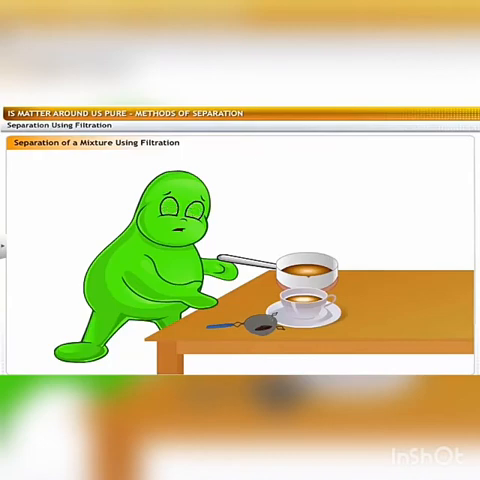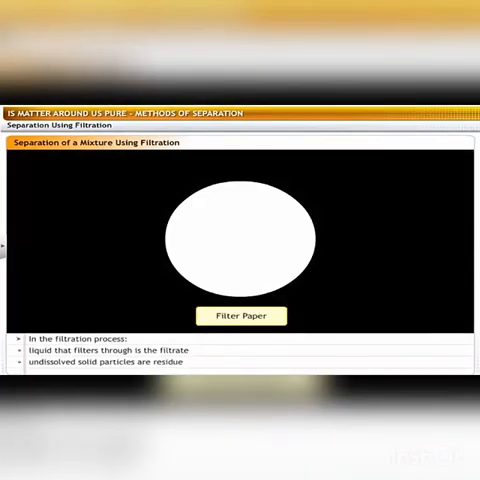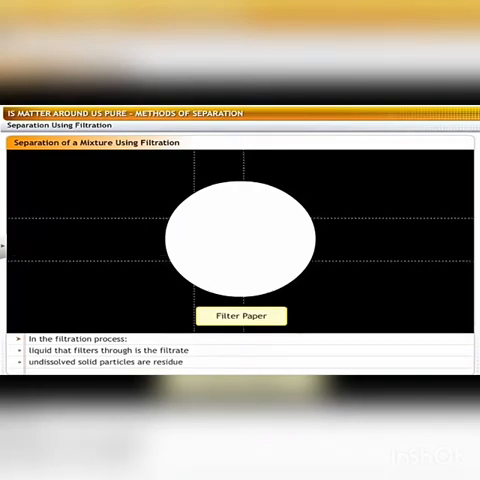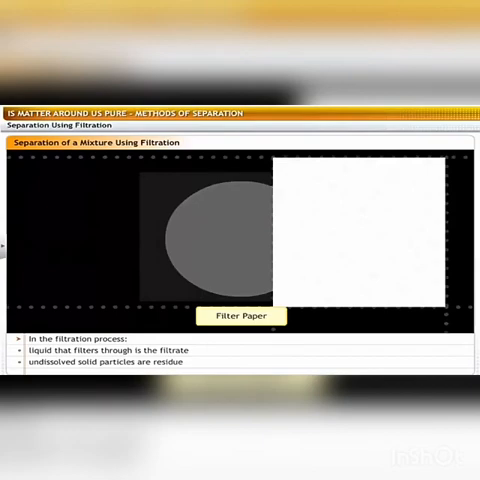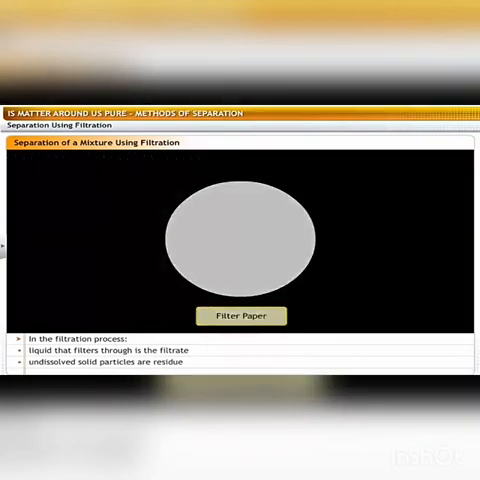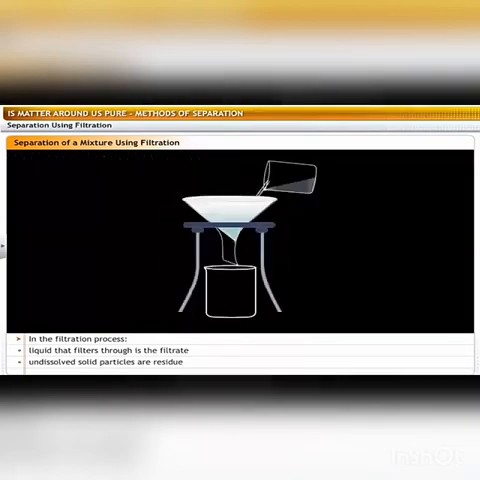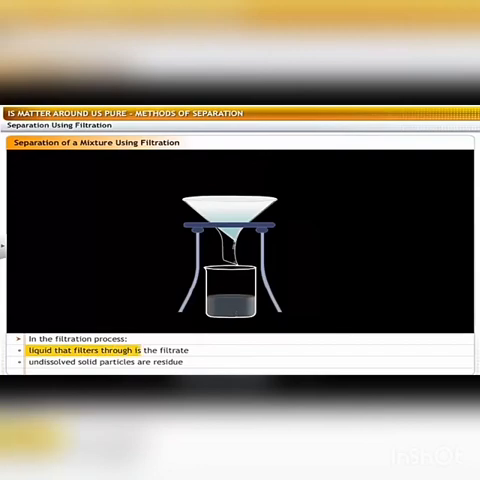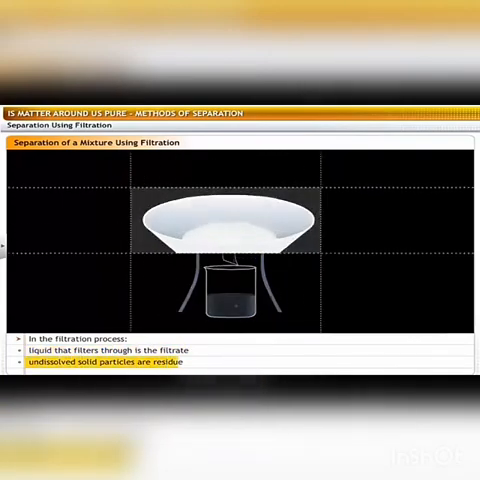Filtration is a process by which insoluble solids can be removed from a liquid by using a filter paper. A filter paper is a special type of paper which has pores that are tiny enough to let only liquids pass through it. If you pass a solution through filter paper, any undissolved solid particles will get left behind on the paper, whereas the liquid will filter through. The liquid that passes through is called the filtrate, and the undissolved solid particles are called residue.